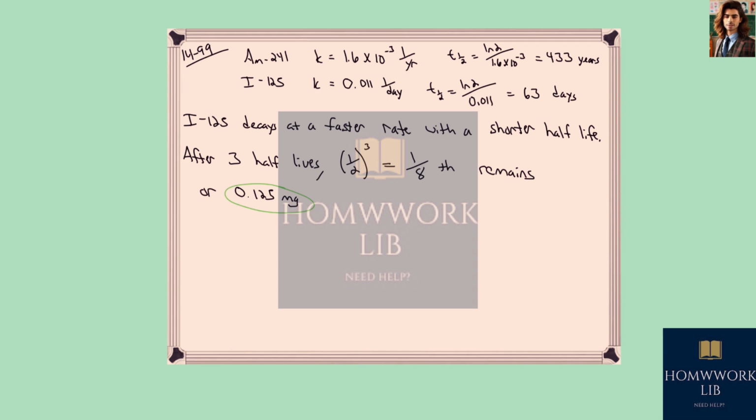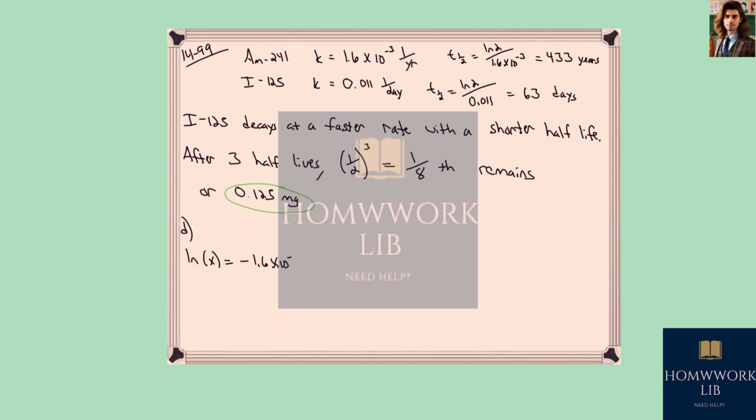The last part of this question asks how much of the 1 milligram sample of each isotope remains after 4 days. Because they are first-order reactions, we simply need to use the first-order integrated rate law in order to determine the amount that remains after 4 days. The first-order integrated rate law can be rearranged so that the natural log of the concentration at time t equals negative kt plus the natural log of the concentration at time 0.